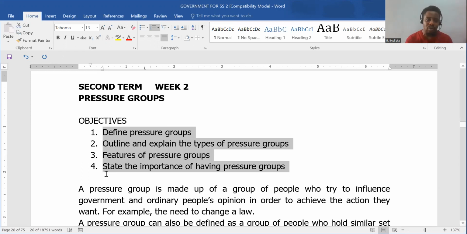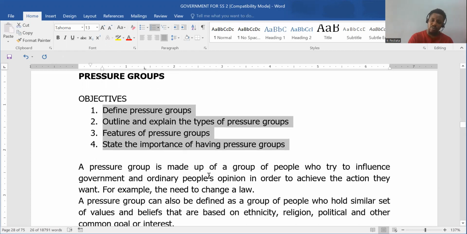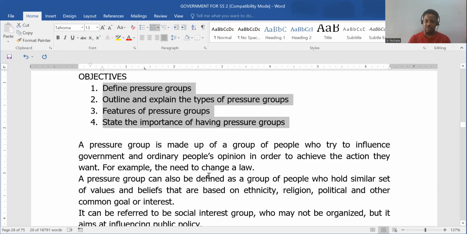Let's jump in. So a pressure group is a group of people, they try to influence the government. That's just the basic line. So they try to influence the government to achieve a certain purpose. That purpose will be to favor their group members. Right? Now, let's look at our definition.